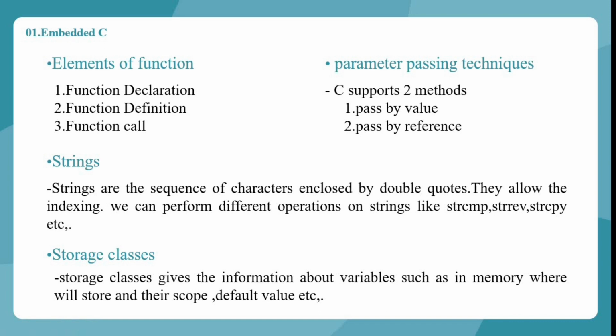In pass by value, the formal parameter values are not reflected back into the actual parameters. In pass by reference, the formal parameter values are reflected back into the actual parameters, because in pass by reference we pass the addresses of variables as arguments.